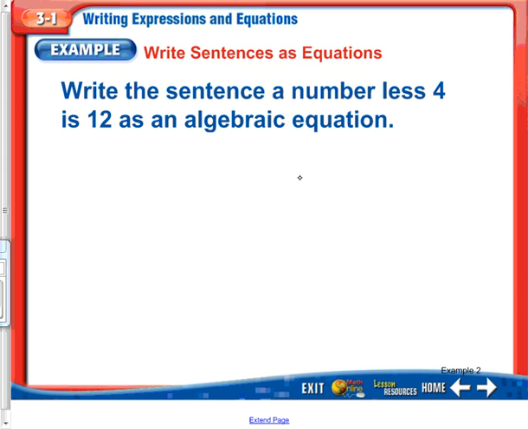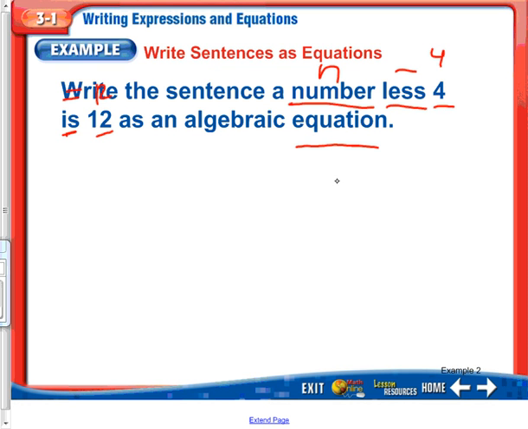Write the sentence, a number less 4 is 12 as an algebraic equation. Now we're talking about equations, so we know we're going to have an equal sign. Okay, so let's start identifying our numbers. It says a number. Well, I can use the variable n for number. The word less tells us to make a subtraction sign. 4, well, we can just write 4. Is, we're going to want to write an equal sign. And the number 12, we're going to want to write the number 12.